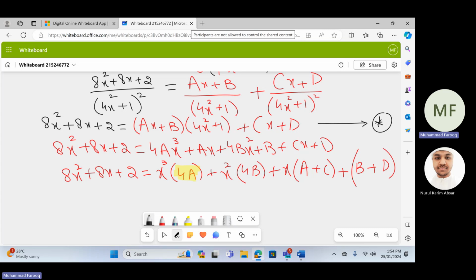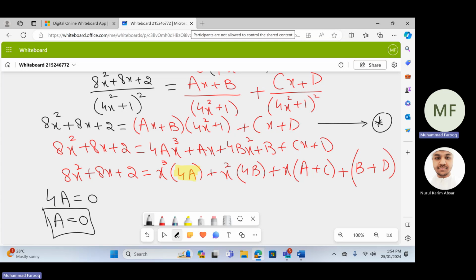So from here, you compare x power 3 on both sides. X power 3 here has 4a coefficient. Other side there is no x³, it means the coefficient is 0. So how do you make the equation? 4a is equal to 0. From here, what is a? A is 0. You got a = 0. Okay.